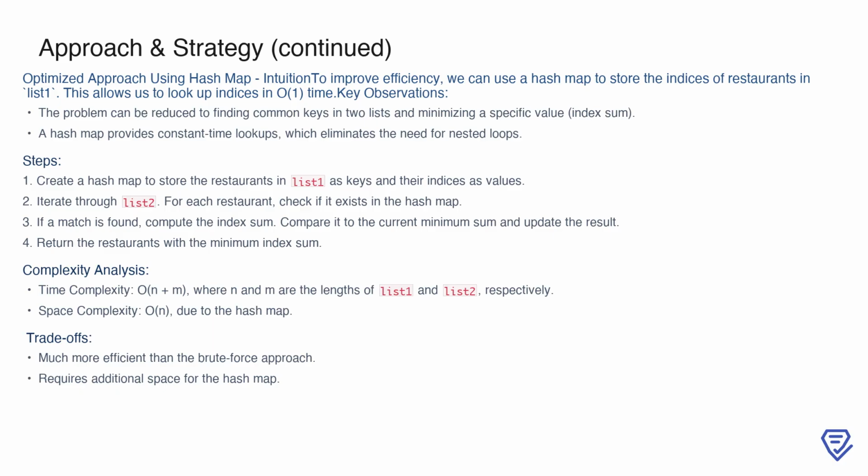inefficiency of the brute force method, we can adopt an optimized approach using a hash map. The key idea here is to use a hash map to store the restaurants in the first list as keys and their indices as values. This allows us to perform lookups in constant time, significantly reducing the need for nested iterations.